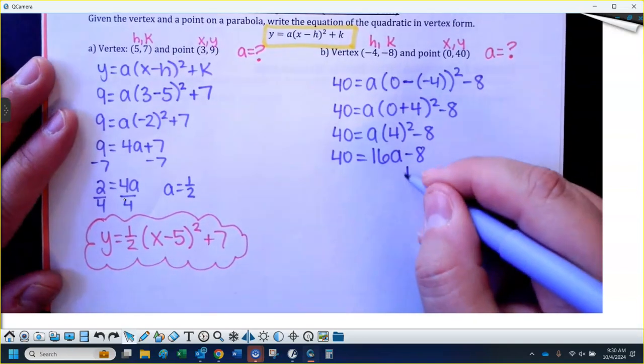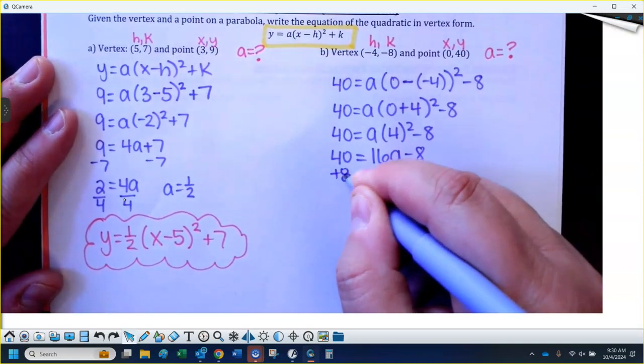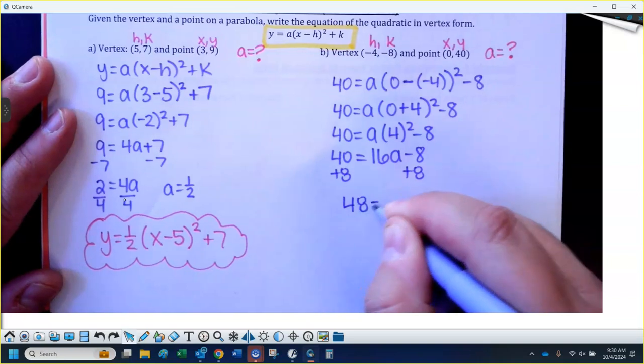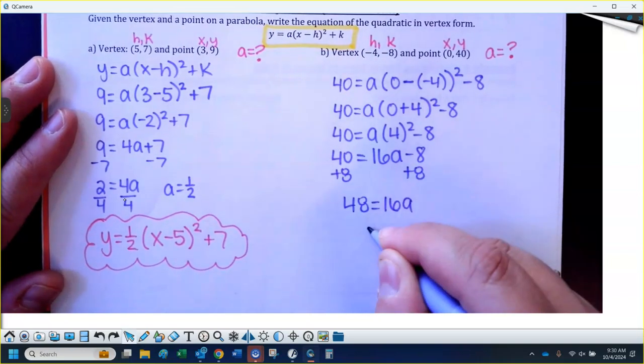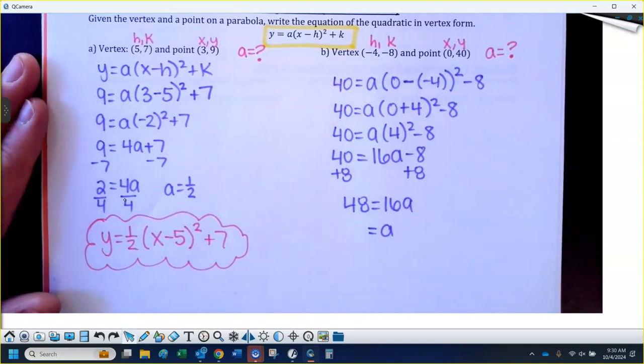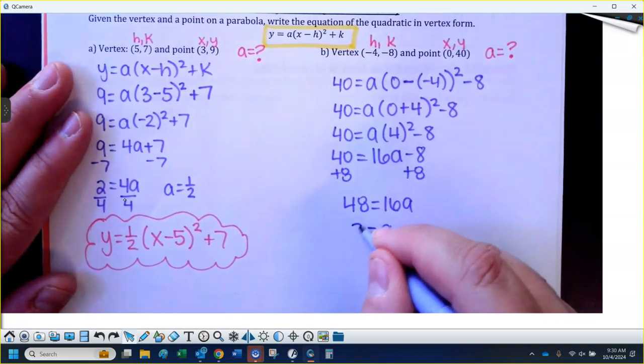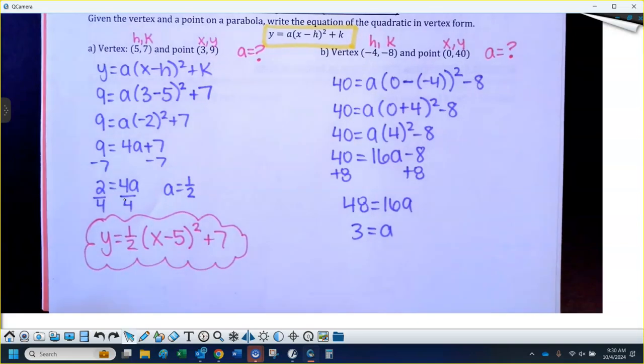We're just going to solve this little bitty equation. So we'll add 8. We get 48 equals 16 times a. Anybody know what a is there? It's a nice number. Yes, ma'am. All right, now, you got to remember, I'm not done.